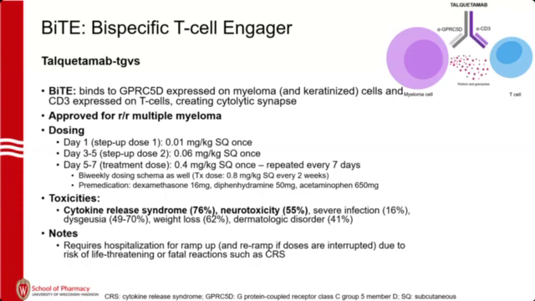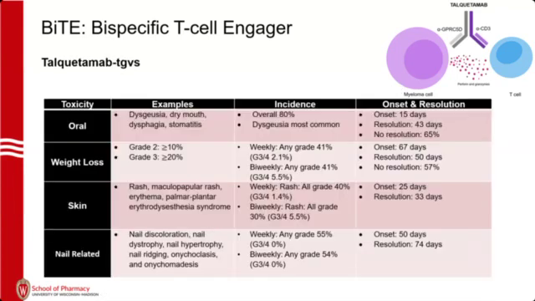Dosing and concerns are going to look very similar to teclistamab. Again, it's the same manufacturer, and they actually use the same REMS program, so it's kind of all bucketed together. A bi-weekly dosing schema does exist for these patients, which is nice. So again, unlike teclistamab, this one does have an FDA labeled every other week dosing schema, but it still does have that black box warning for cytokine release, neurotoxicity, hospitalization required for ramping and re-ramping, and the different receptor comes with some different toxicities as well. So these are kind of some weird ones associated.